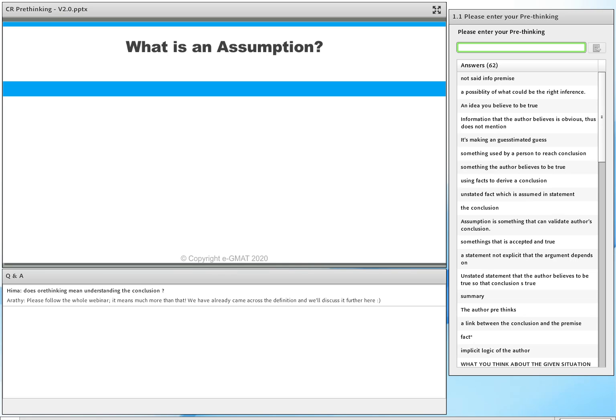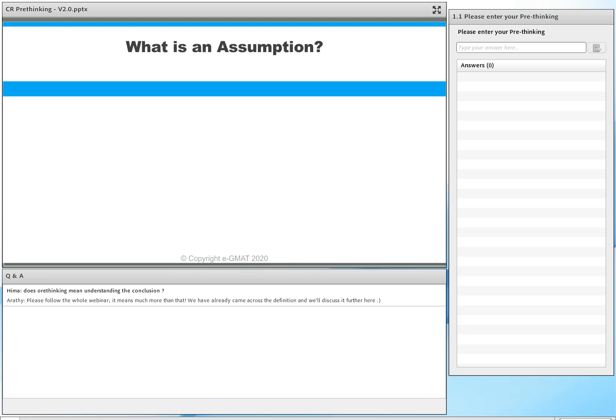A link between the conclusion and the premise. Agreed, it's necessary. Again, not sufficient. Something necessary for the conclusion to hold true. Okay, that's closer. Again, not complete, but still closer. So you guys know what an assumption is. You're just not able to say it precisely. Now, to do that, I'm going to give you an example which is really close to your heart, and one that I think you'd be able to nail.